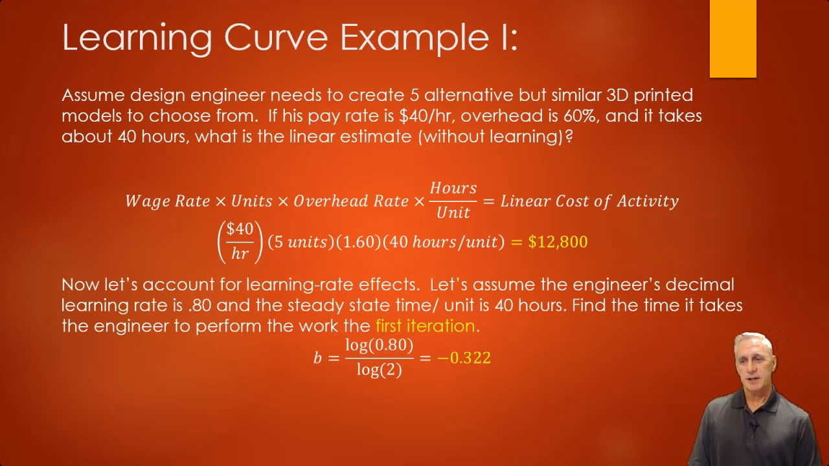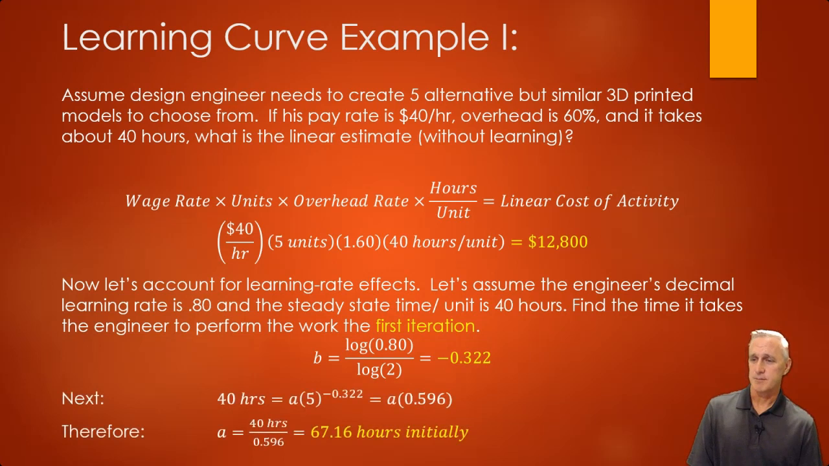So now let's account for that learning rate. And let's assume he has a learning rate of 80%, which ends up being 0.80. So then we plug that in for our learning rate. So log of 0.8 divided by the log of 2 calculates our b. Notice it's negative because we took the log of a number smaller than 1 in the numerator. That makes it a negative amount, which means our curve is going to go down. So it's a negative 0.322. Now, it's unitless. It doesn't have units next to it because it's up in the exponent.